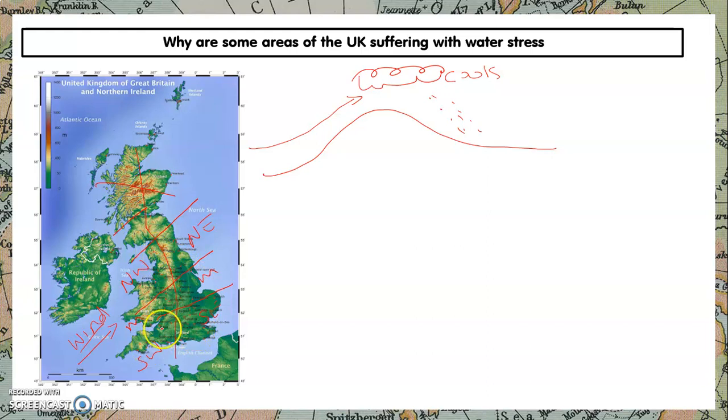You'll notice that the west side of the country is much hillier. We're talking about Exmoor, Dartmoor in this area here. You've got the Quantocks, Mendips, Welsh mountains. So we're going to end up getting a lot more rainfall on one side of the country.